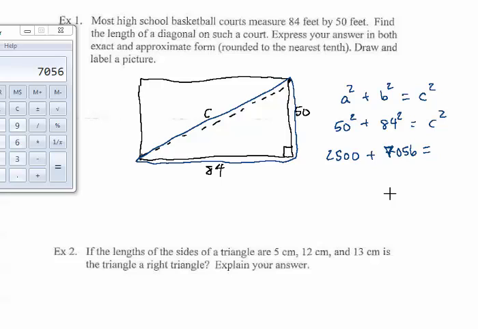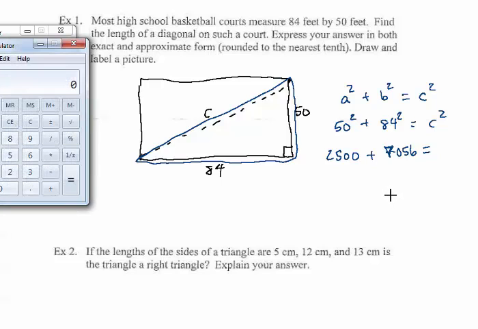We add those: 7056 plus 2,500. We get 9556. Okay, 9556 equals c squared. So we added these first. Now we want to get rid of this squared part, so we take the square root.